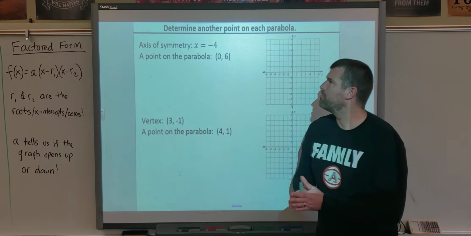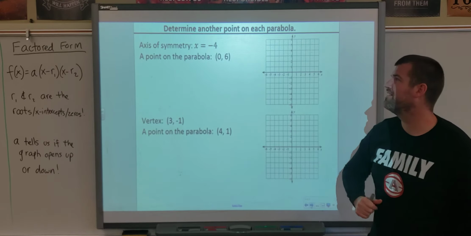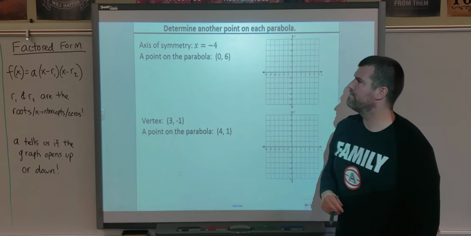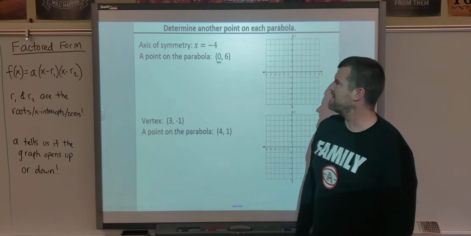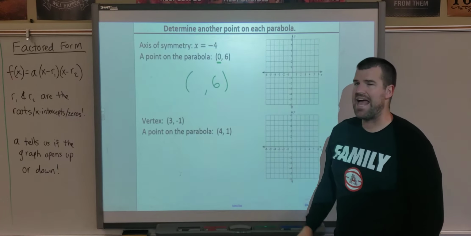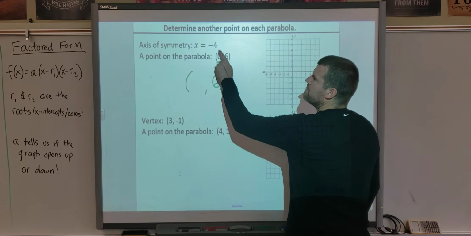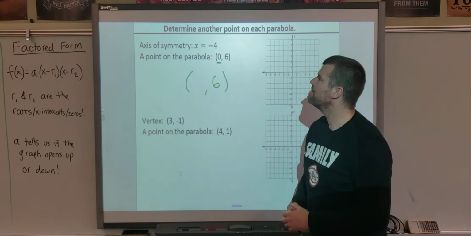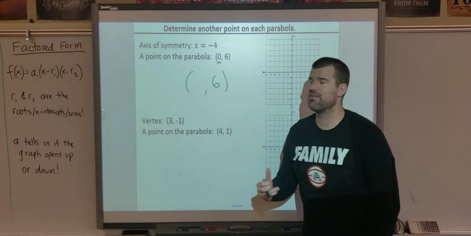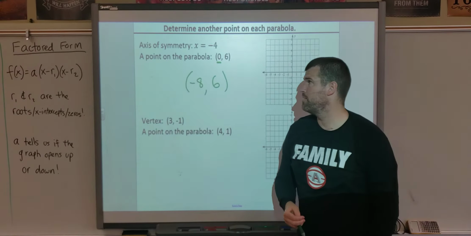Okay, determining another point on the parabola. Let's see if we can do this without the graph first. And in fact, I don't think this will even fit on the graph, so that's interesting. All right, if our axis of symmetry is x equals -4, and we have a point at (0, 6), we know that the other point on the graph that will have a y value of 6 has to be the same distance from the axis of symmetry. So to go from 0 to -4, I have to go backwards 4. And so if I go backwards 4 more from -4, or find the other x value that's 4 spots away from -4, I'll get -8. So (-8, 6) will be on the parabola.